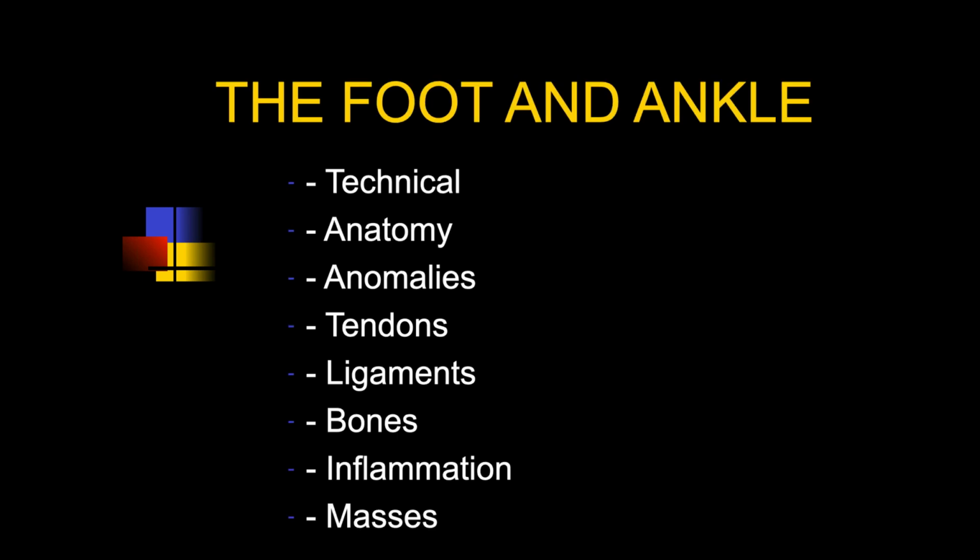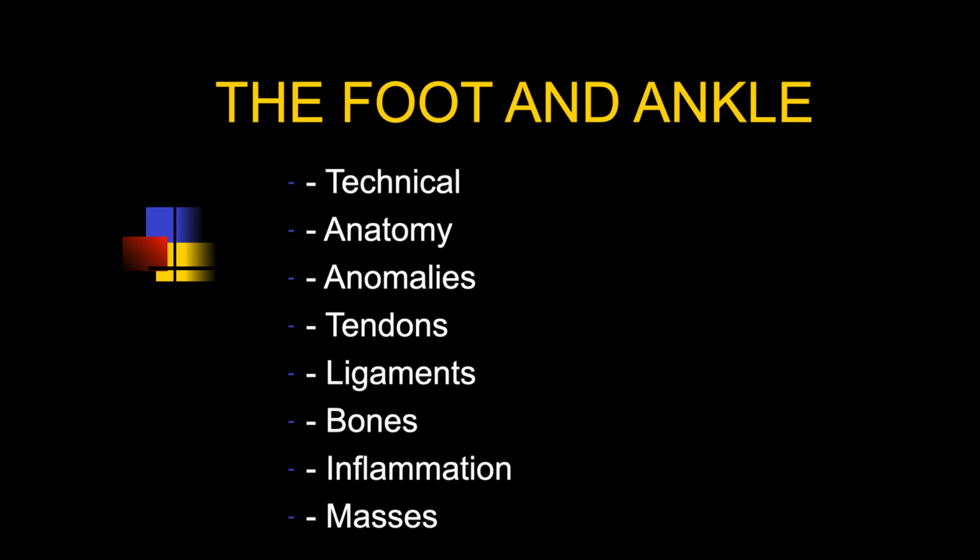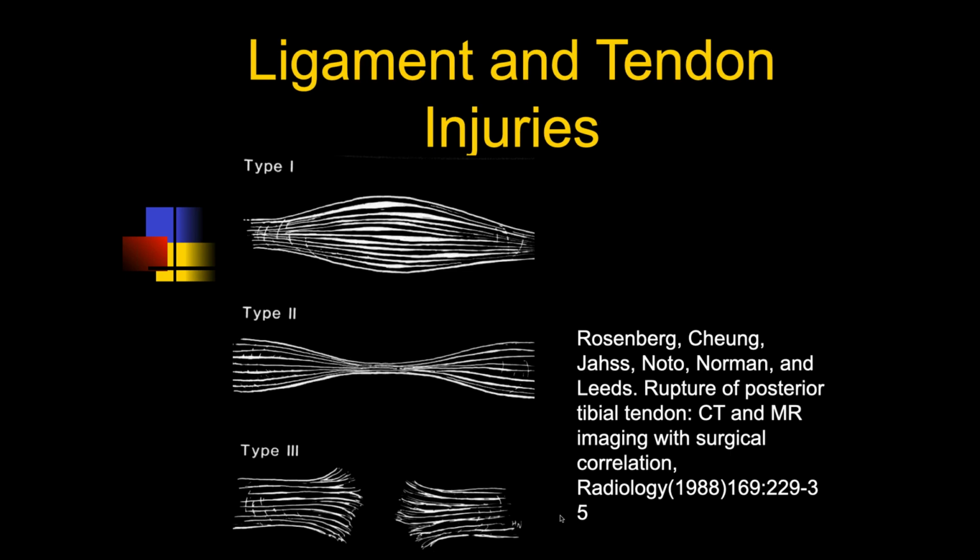Okay, so let's talk about the ligaments of the foot and ankle. We'll just go through the ligaments. Looking at ligament and tendon injuries, there are a number of different types of injuries. This is one classification system from 1988 where they talked about type 1, 2, and 3. In type 1, you get thickening and increased signal intensity of the tendon, which we usually call tendinosis. Type 2 becomes thin and narrowed, which I don't really see that often, so I don't use this system, but you may hear about it. A type 3 would be a complete rupture.